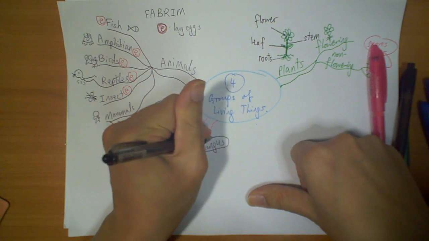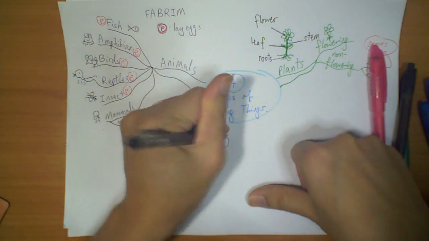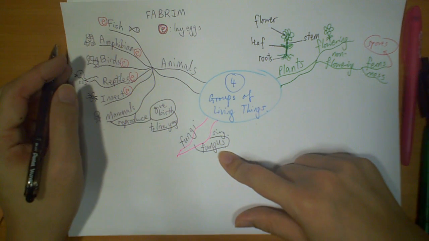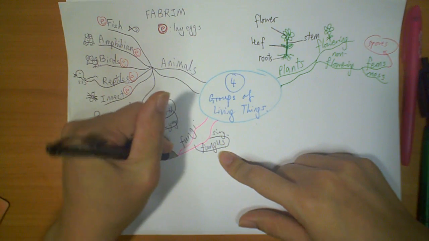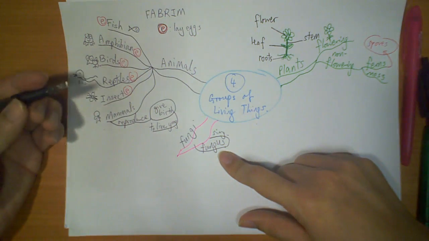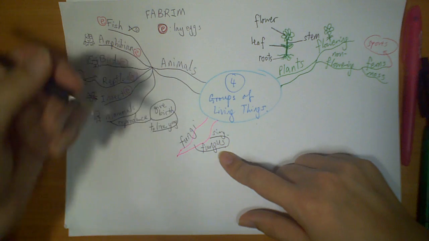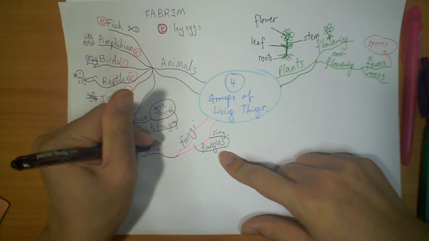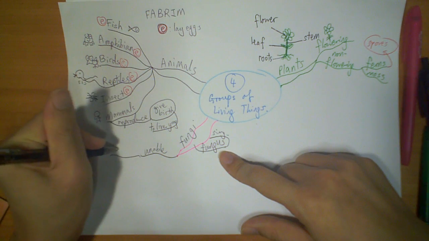Alright, this is a group of living things. This is singular. Alright, now fungi, they are unable to make food on their own. They are usually parasitic. Alright, they grow on some other living things and then they get their nutrients from there. So unable to make its own food.